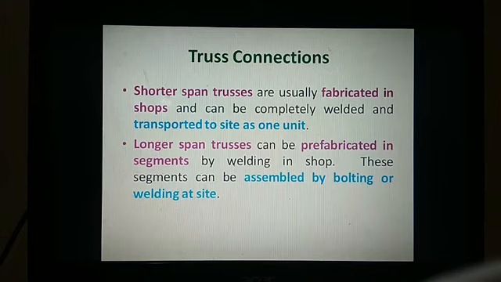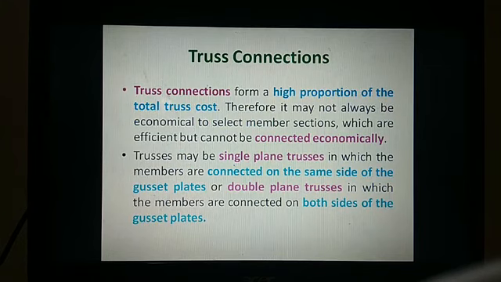Shorter span trusses are usually fabricated in shops and can be completely welded and transported to site as one unit. They are completely fabricated in the shop itself. And long span trusses can be prefabricated in segments by welding in the shop. These segments can be assembled at site with the help of bolting or welding. That is how short span trusses and long span trusses are commonly transported to the site, right? And the truss connections form a high proportion of the total truss cost. So the connection plays a vital role in deciding the truss economy.